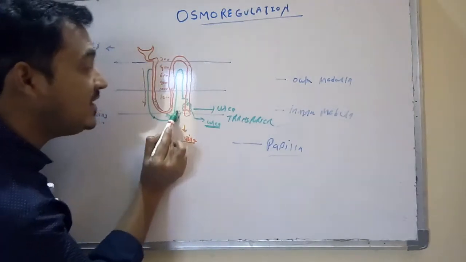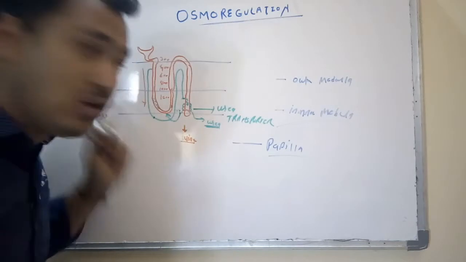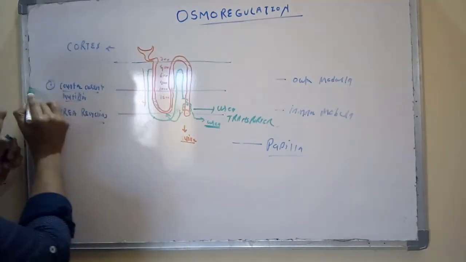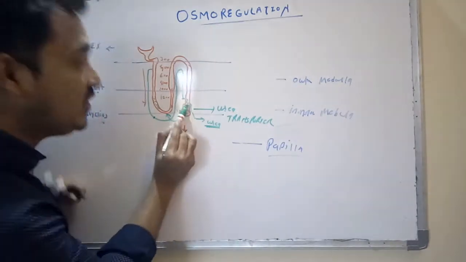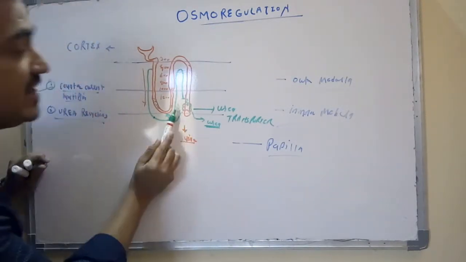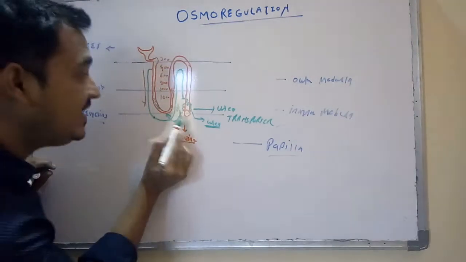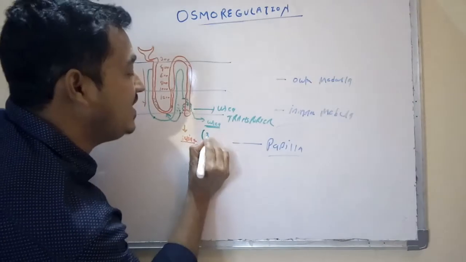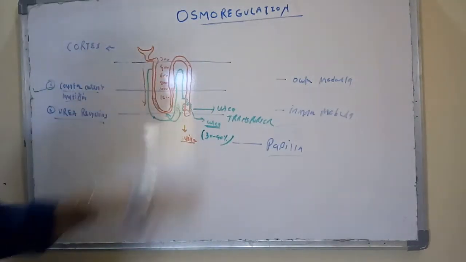This adds to the osmolarity of this interstitial medulla, because interstitial medulla is already hyperosmolar because of this countercurrent multiplier mechanism. But the urea transporters are transporting urea out, and that urea is getting concentrated into the medullary interstitial space, where it is adding to hyperosmolarity. It adds 30 to 40% to this hyperosmolarity.